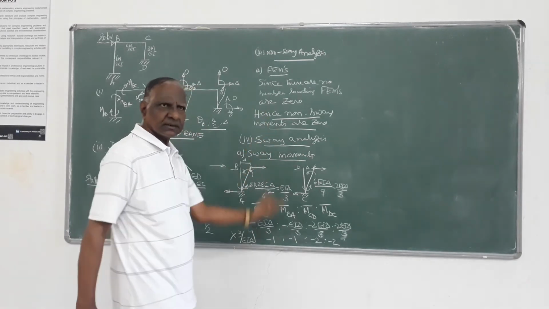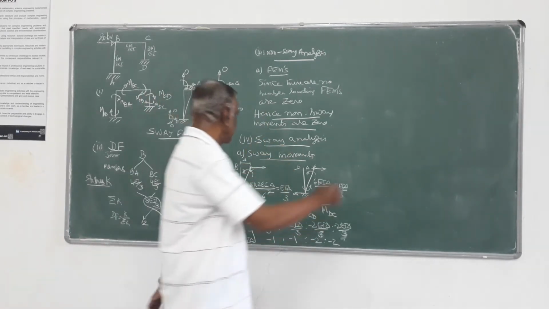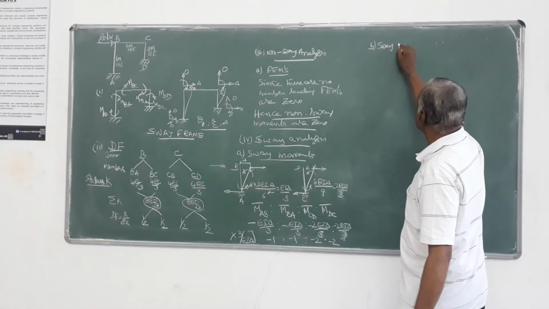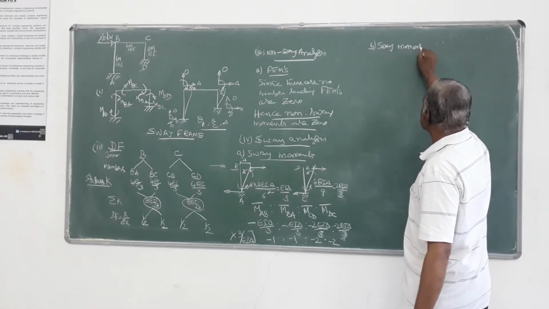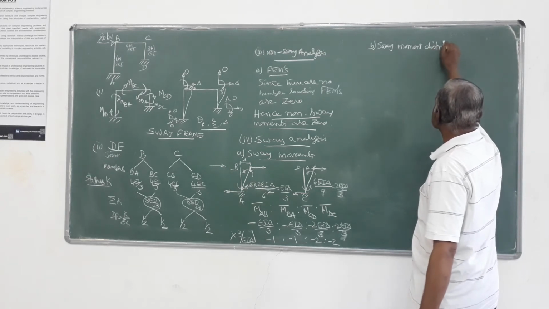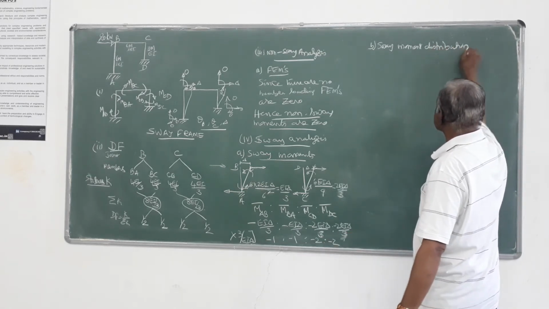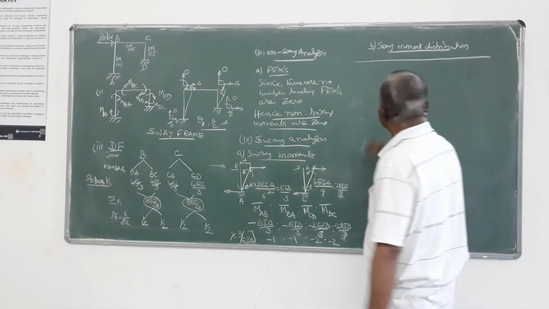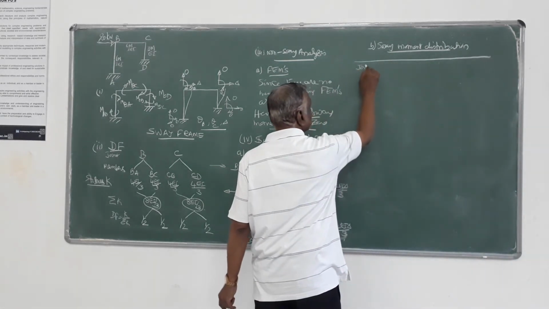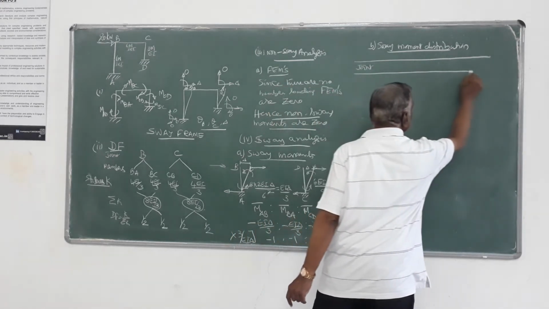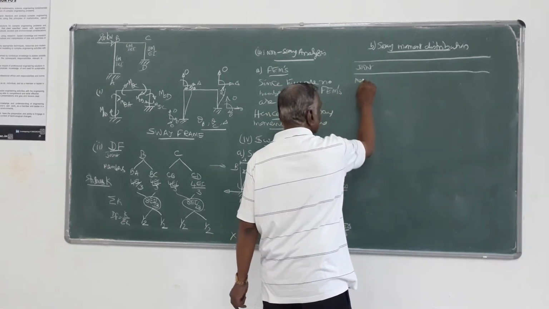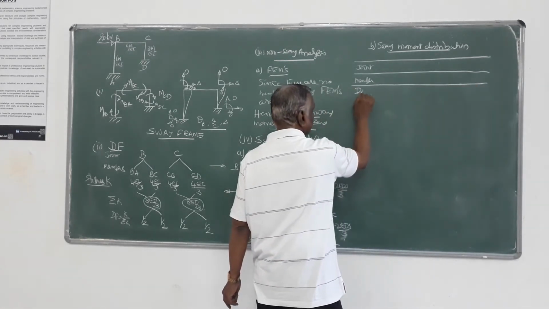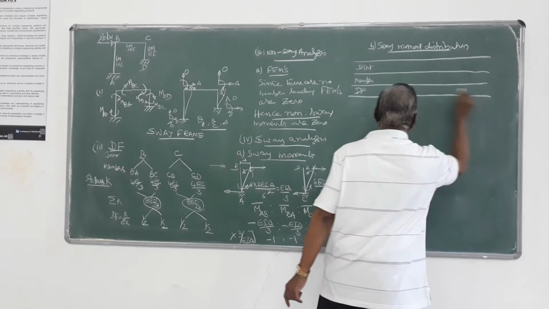You carry out the sway moment distribution. Next, the step is sway moment distribution, that is for that sway moment. So you prepare the table: joint, member, then distribution factor.